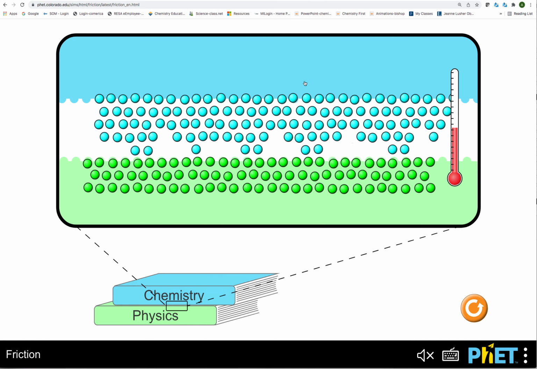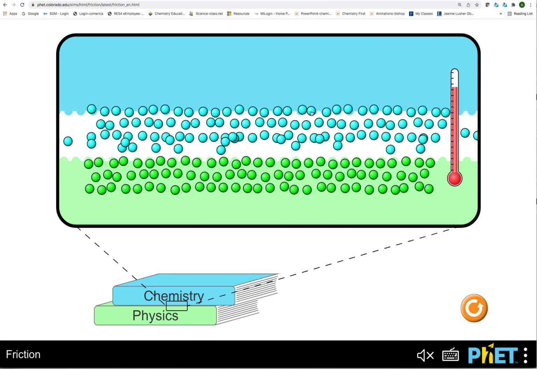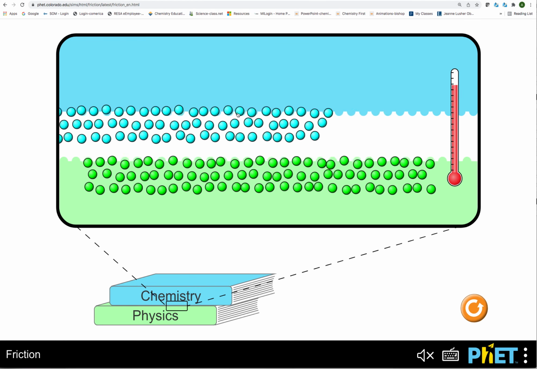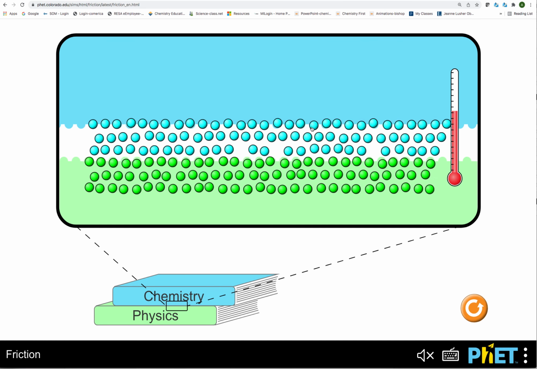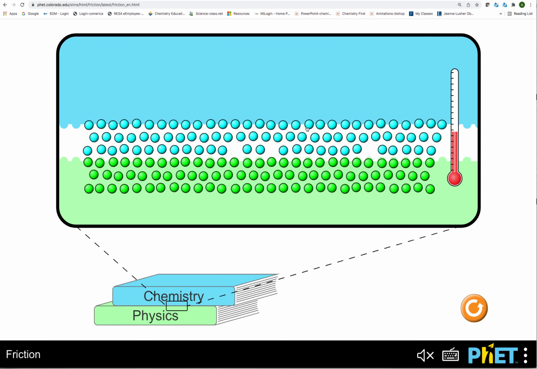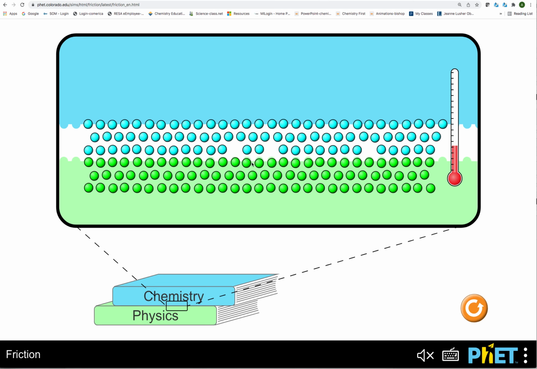Fun, okay. Now the more particles you have holding each other, if I do this for example, the bigger the frictional force, or the rougher the surface, if you want to say. Let's go back here.